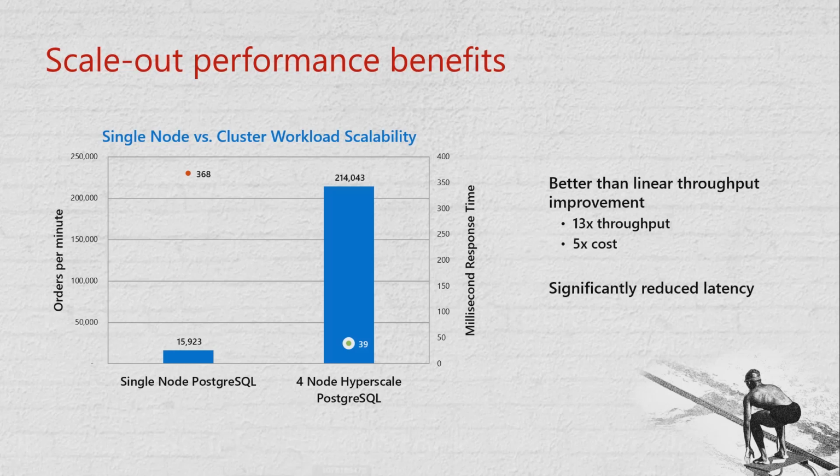But the latency was quite high. The latency actually got up to 368 milliseconds. Now, when we scaled that to a 4-node Postgres Hyperscale, of course, there's more capacity and more compute there, but we were able to increase that up to just over 214,000 orders per second and reduce that latency to 39 milliseconds, which, as an end user who's waiting for an application to respond, will be a dramatically better experience.